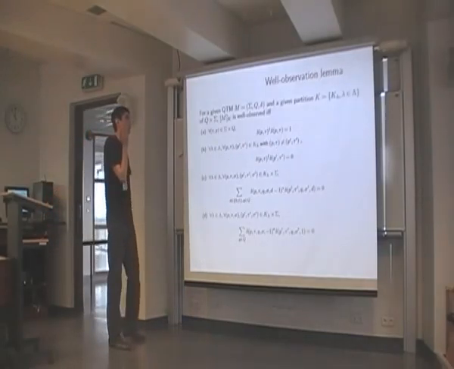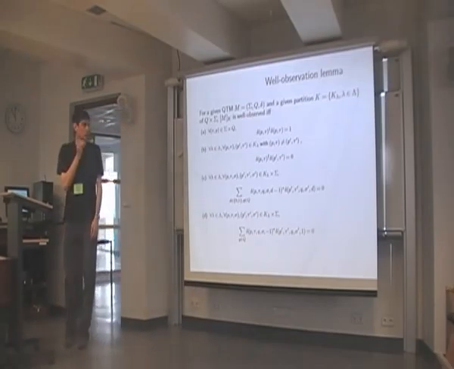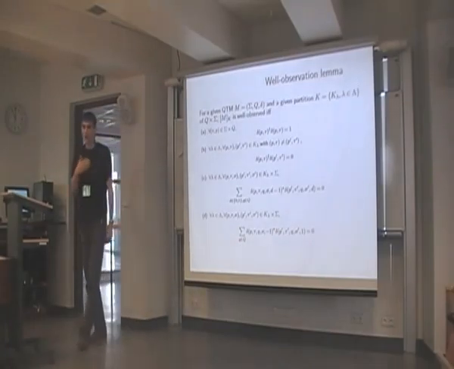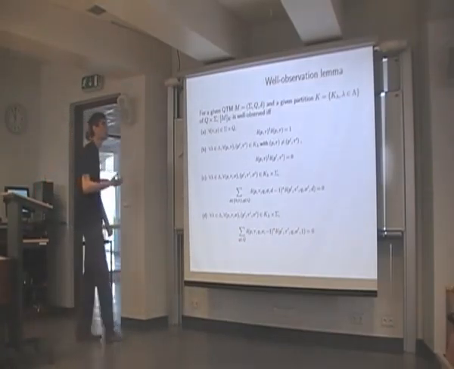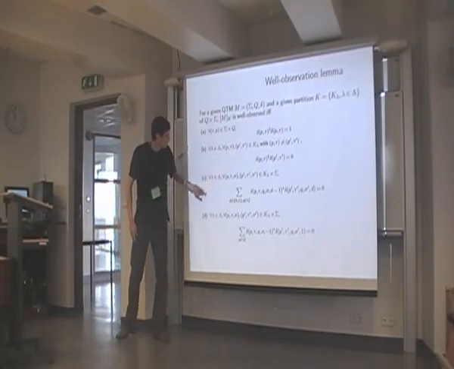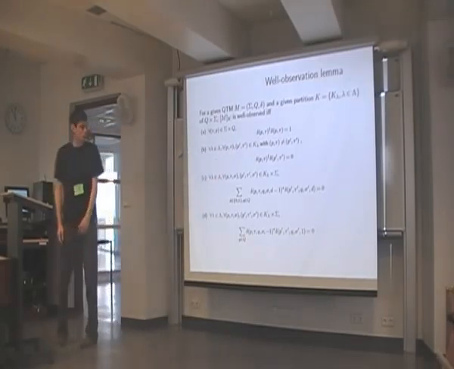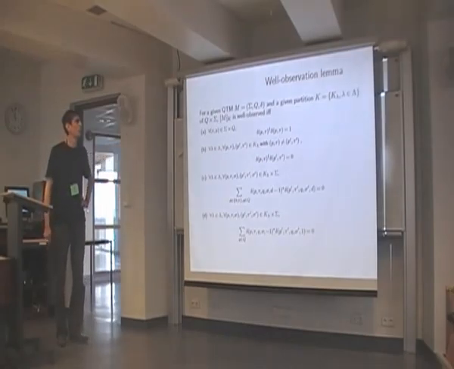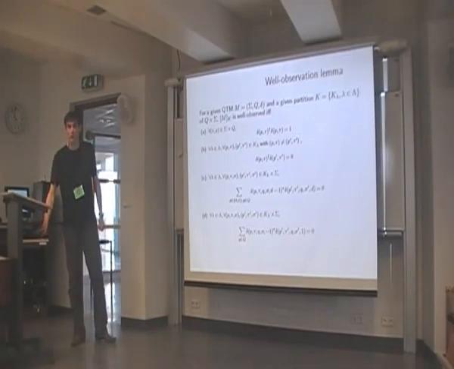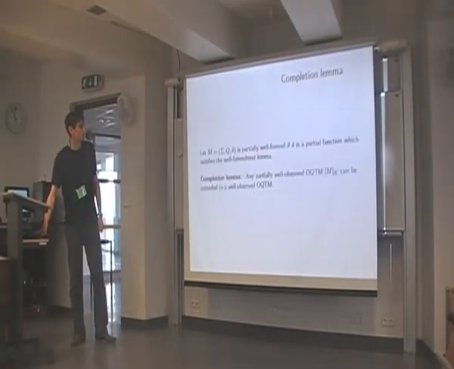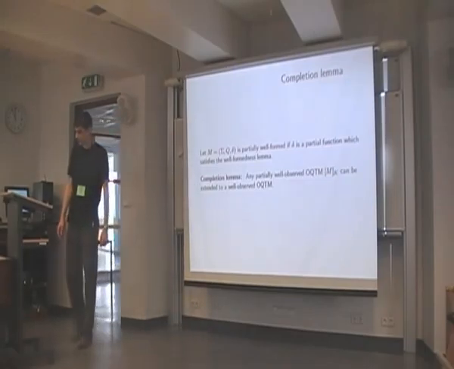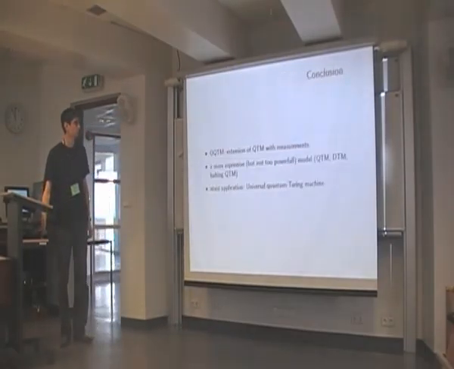Okay, so if we consider this definition of observable quantum Turing machines, then we can extend the well-formedness lemma into a well-observation lemma, which is very similar to the previous one. We just have some difference here in red, and it's easy to see with this well-observation lemma that the well-observation condition is weaker than the well-formedness condition. We have also a completion lemma, which is useful if you want to work with this observable quantum Turing machine.